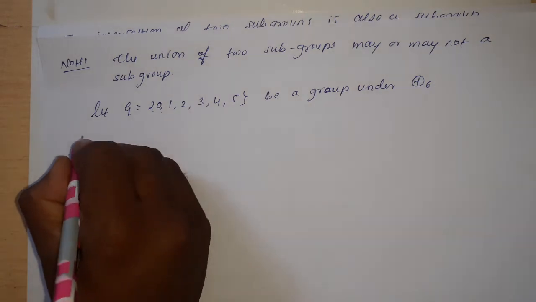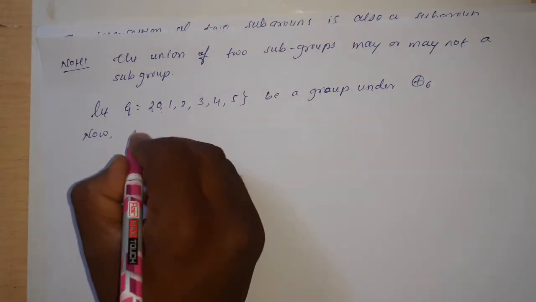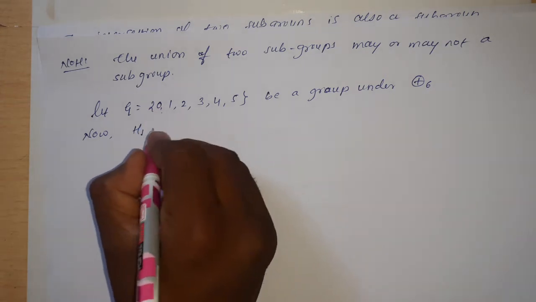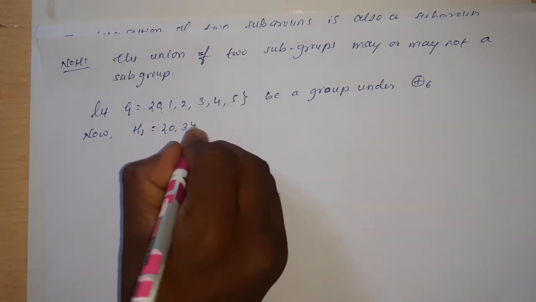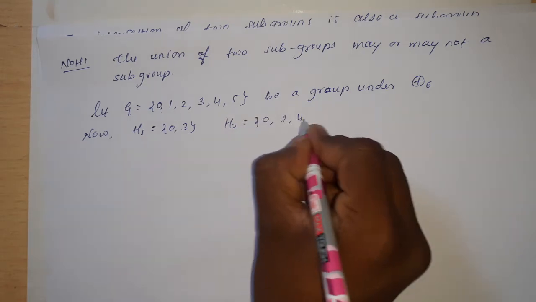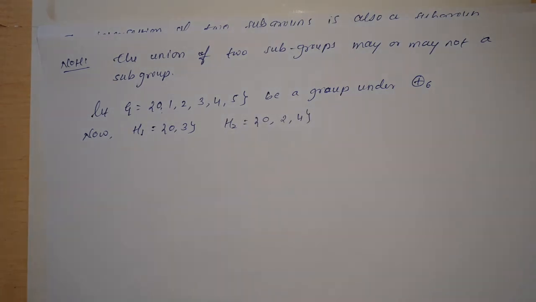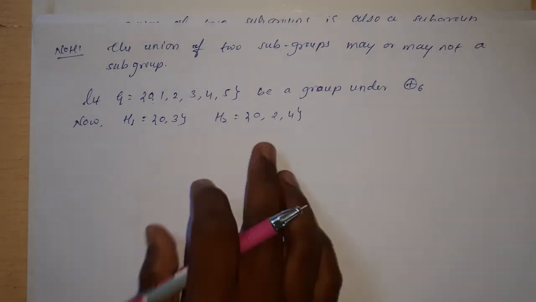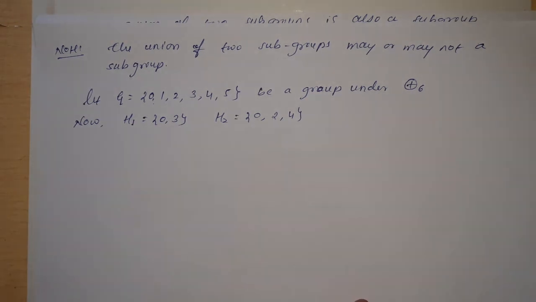Now consider H1 equal to {0, 3} and H2 equal to {0, 2, 4}. Now let us verify whether these two are subgroups of G or not.